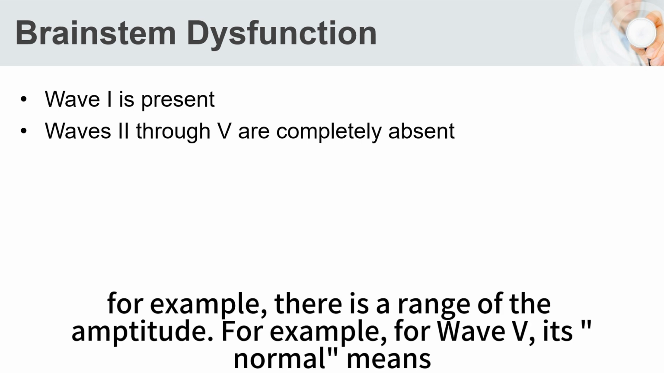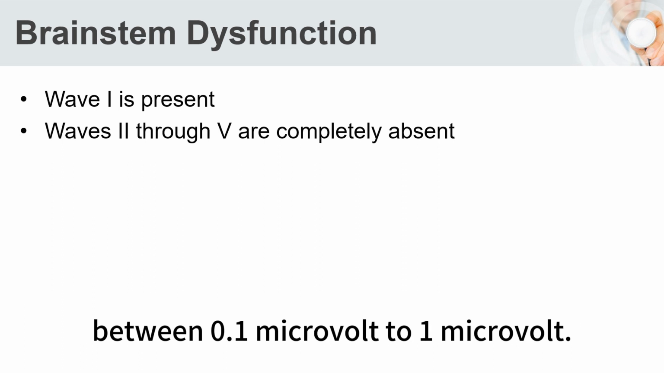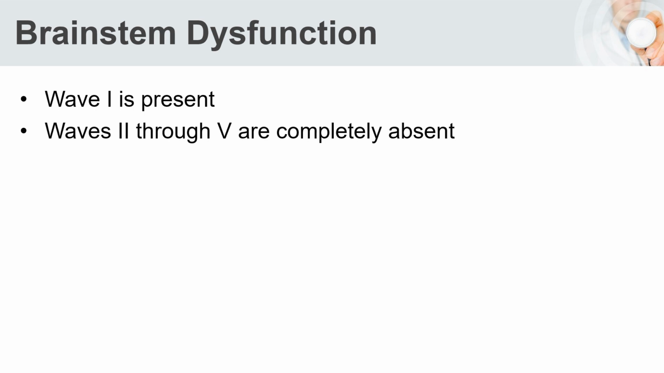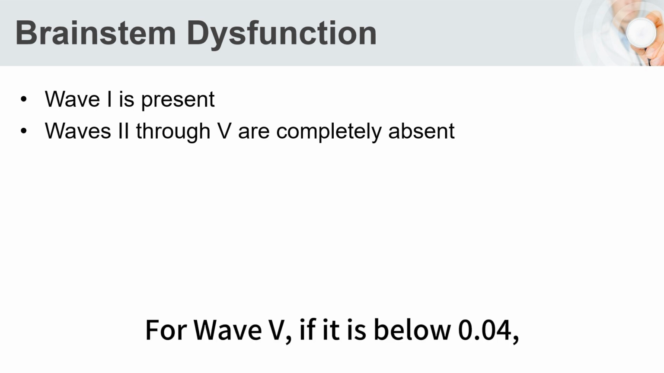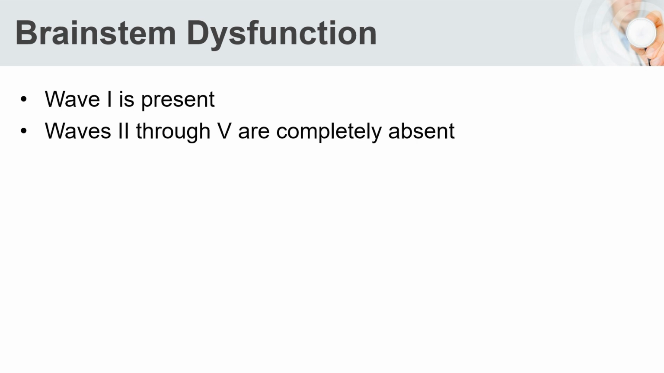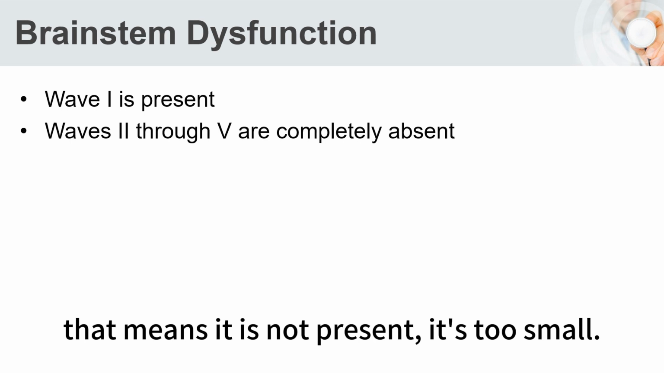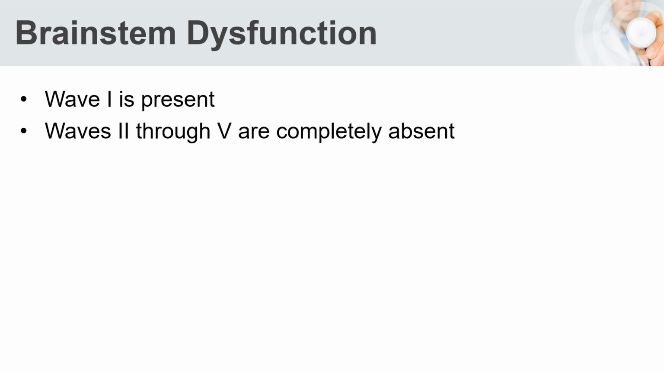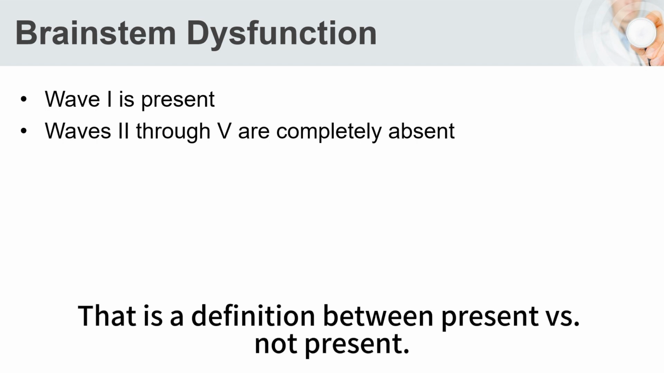For example, there's the range of the amplitude. For wave 5, the normal range is between 0.1 microvolt to 1 microvolt. That's considered normal. If it's below 0.04 microvolt for wave 5, that means it is not present. It's too small. 0.04 microvolt, okay? So that's the definition between present versus not present.